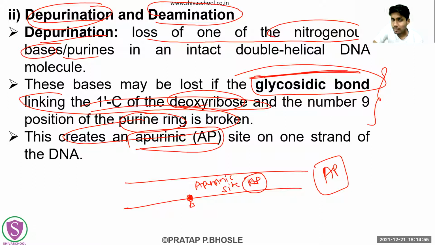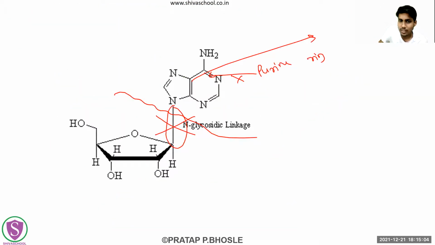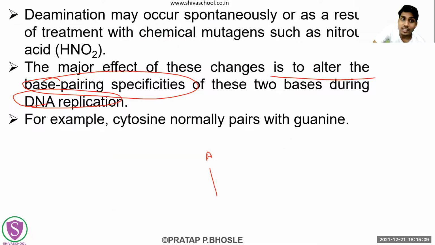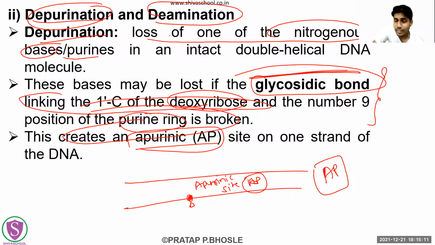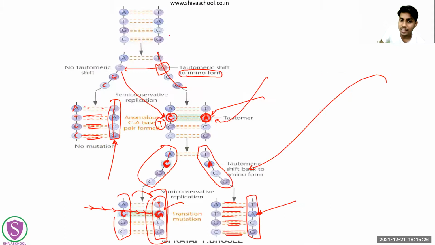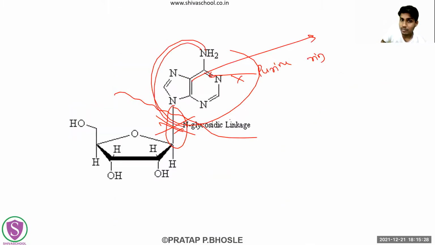Let us look once again at depurination and deamination. Right. So what is happening in depurination? In depurination, the glycosidic bond is getting broken. Here the glycosidic bond is breaking, and this purine is getting lost. When that purine gets lost, during proofreading the DNA polymerase will try to add the nucleotide, the purine or pyrimidine, that was just lost from that location.